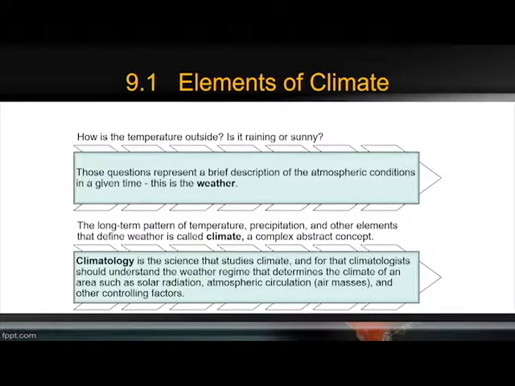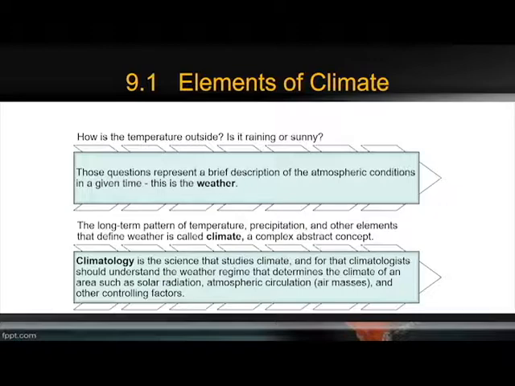So when we talk about temperature outside, is it raining, is it sunny, is it 50 degrees, is it 70 degrees, is it snowing, we talk about weather. So any picture you have outside at one single moment would be weather. Well, when you talk about the long term, we talk about climate.